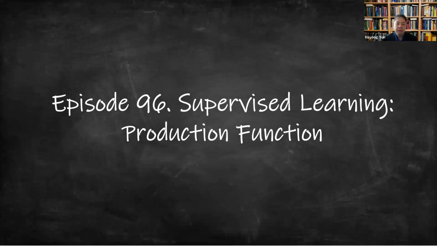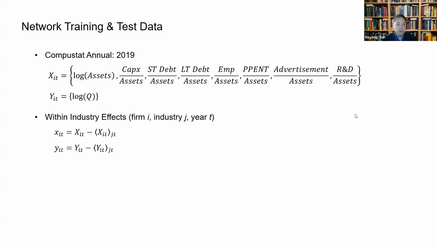Hello, in this episode, we'll go over an example of supervised learning, estimating the production function. We'll be using commercial data on financial data of companies: log of assets for firm size, capital expenditures for investments and debt, employment, tangible assets, advertisement, and R&D. And as an end output, we'll use the log of Tobin's Q.